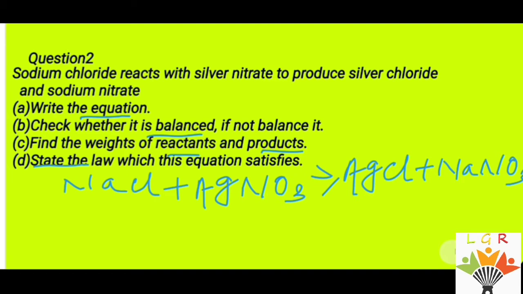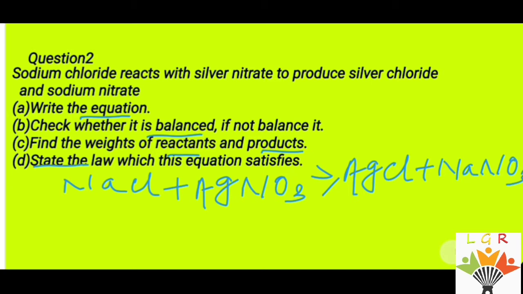You can see one sodium here, one sodium here, sodium is balanced. Chloride, one chloride in the LHS side, one chloride in the RHS side, so chloride is also balanced. One silver atom in LHS side, one silver atom in RHS side, so it is also balanced. One nitrogen atom in LHS side, one nitrogen atom in RHS side, so that is also balanced. Now three oxygen atoms in LHS side and three oxygen atoms in RHS side, so it is also balanced.